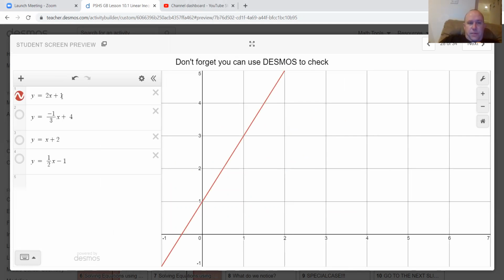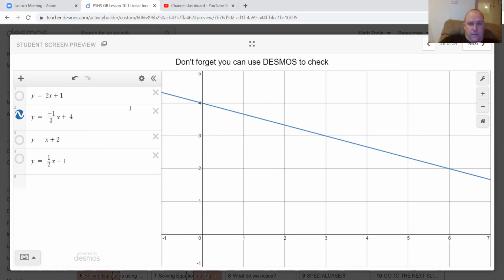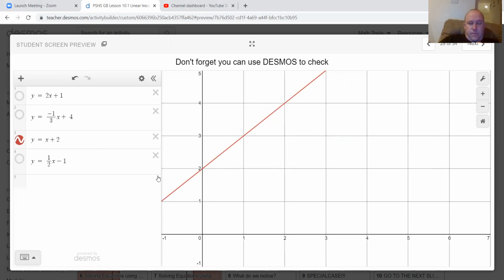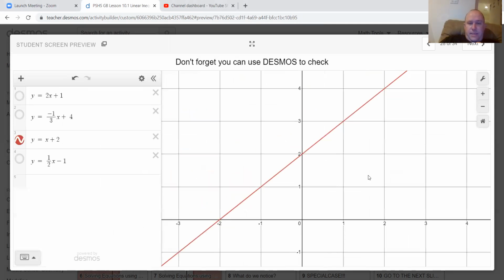Now, just a reminder though, of course, you could just type them straight into Desmos and it will actually draw them for you. So you can see it goes through 1 here. You can see that it does go up 2 and across 1 like we talked about. It does start from positive 4 and you can see it goes down 1 and it goes across 3. X plus 2, you can see that it goes through 2 and it goes up 1 and across 1.